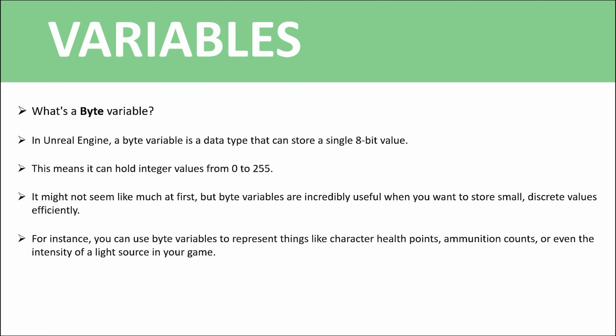So the first question we will answer is, what is a byte variable? In Unreal Engine, a byte variable is a data type that can store a single 8-bit value. This means that it can hold an integer value from 0 to 255. It might not seem like much at first, but byte variables are incredibly useful when you want to store small, discrete values efficiently. For instance, you can use a byte variable to represent things like a character's health points, animation count, or even the intensity of a light source in your game.